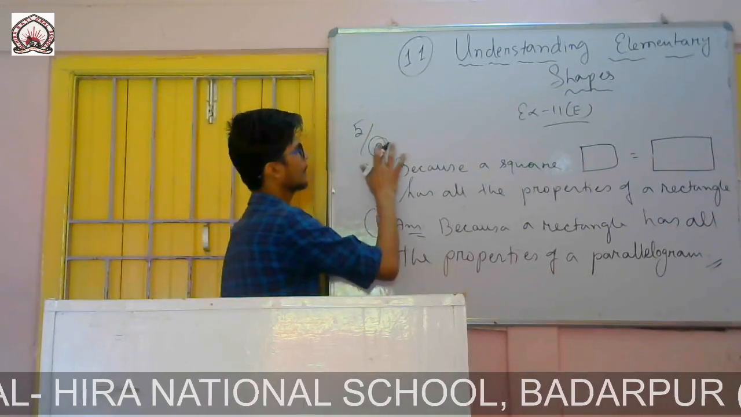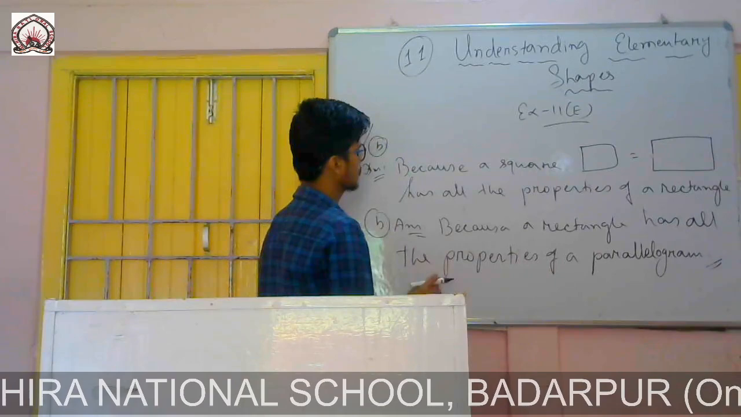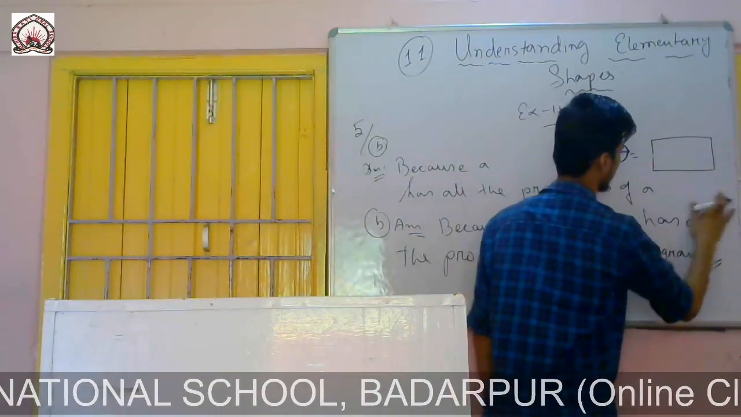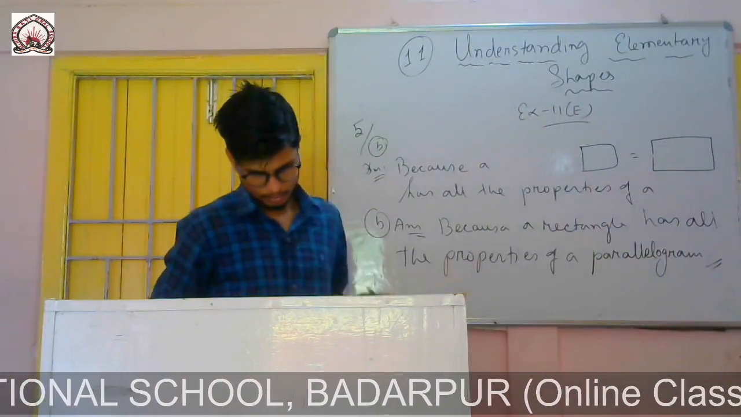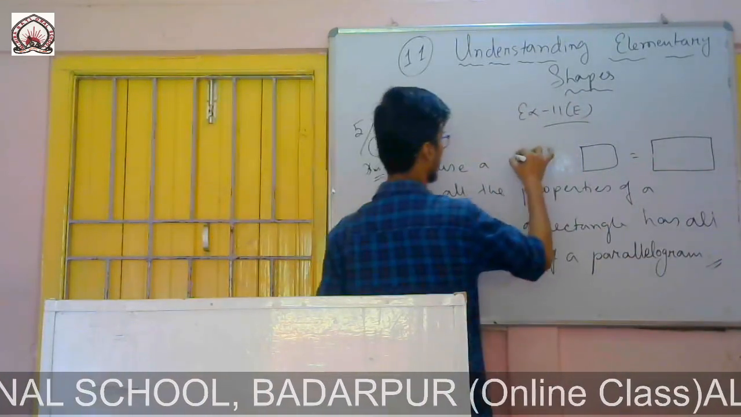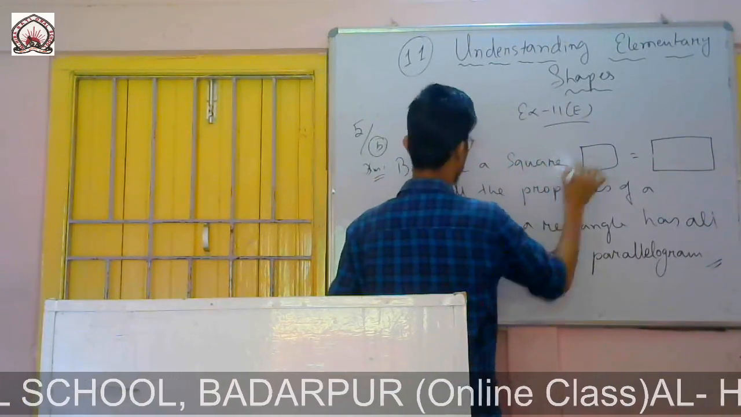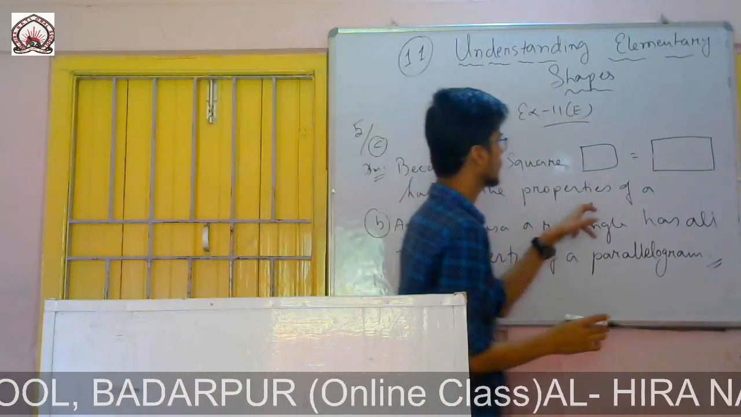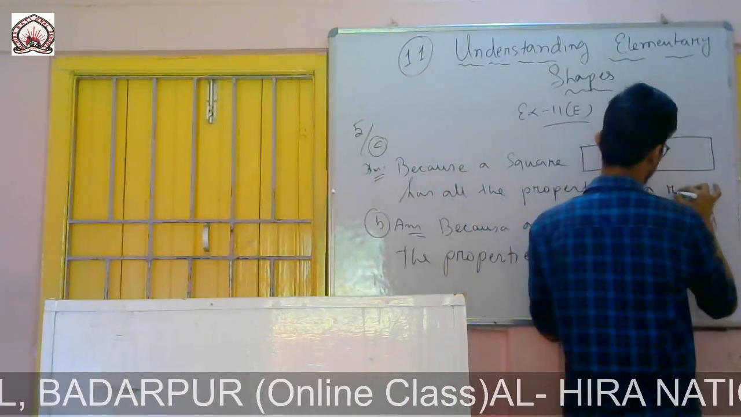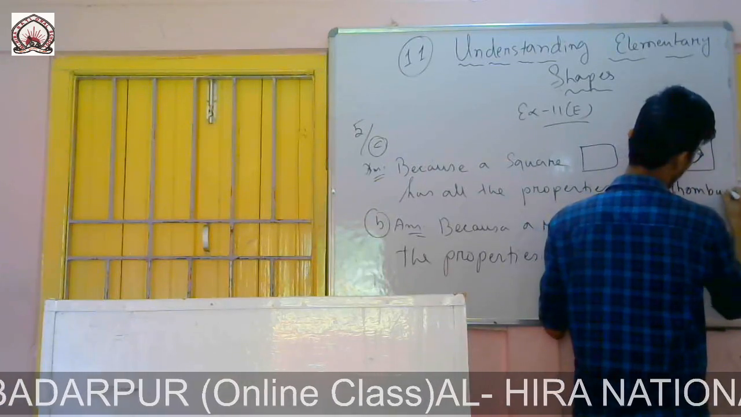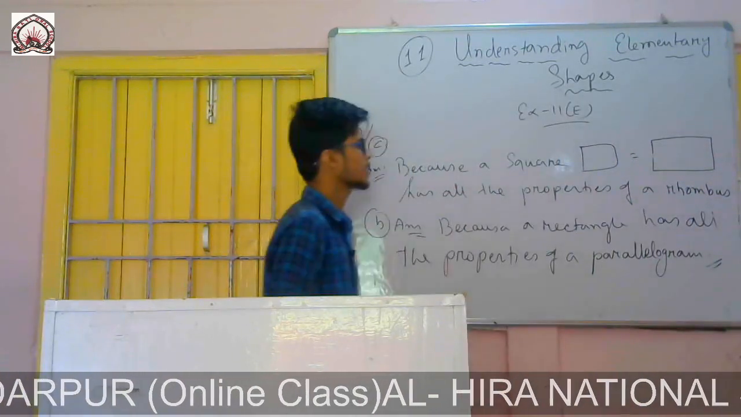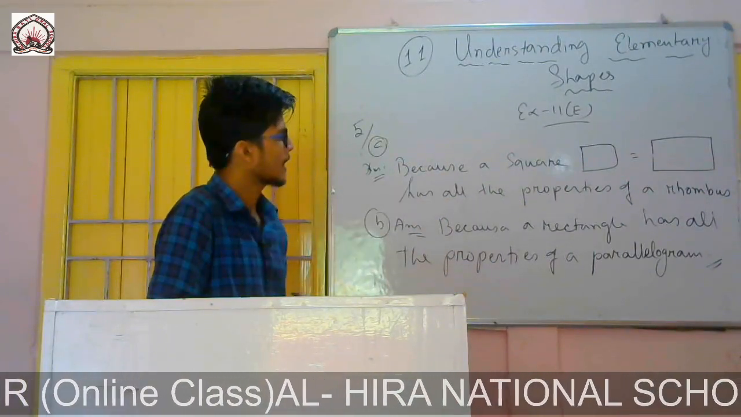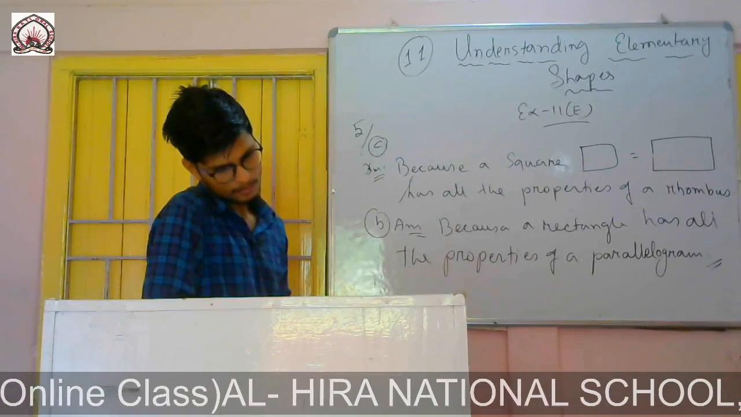So same, like B, this is C, because a square has all the properties of a rhombus. C answer, because a square has all the properties of a rhombus.